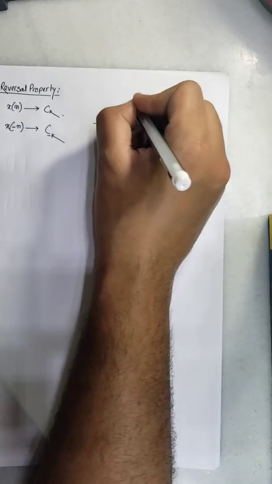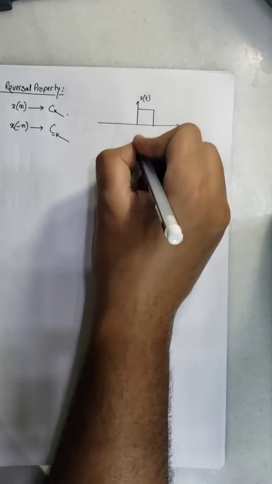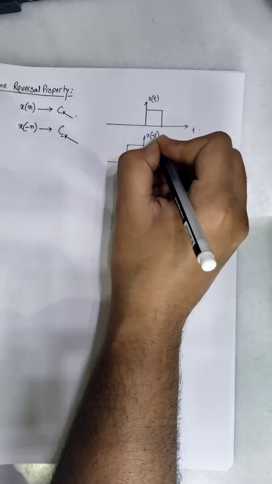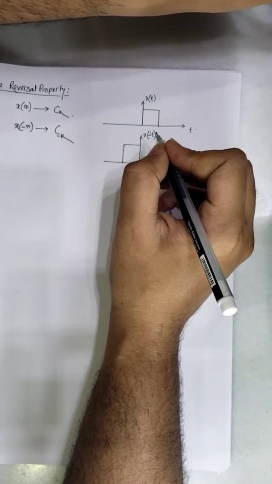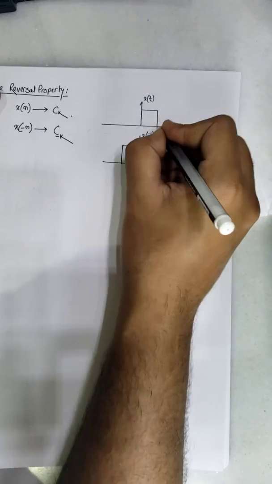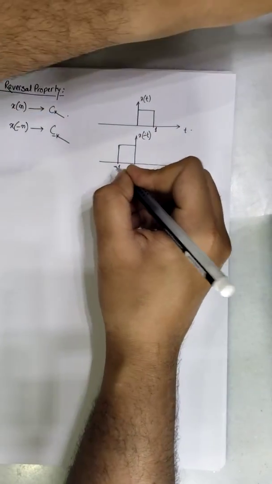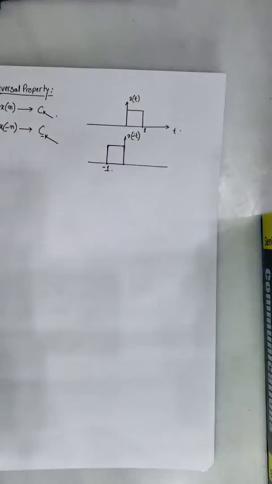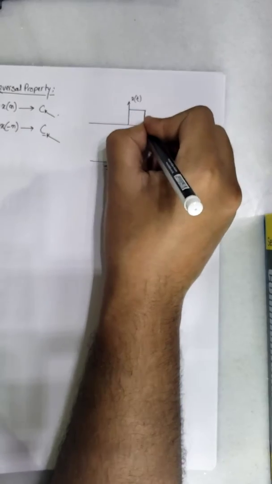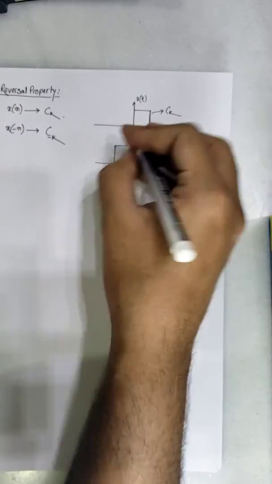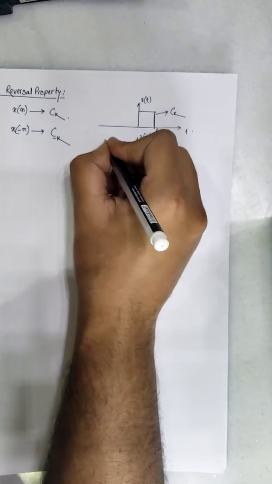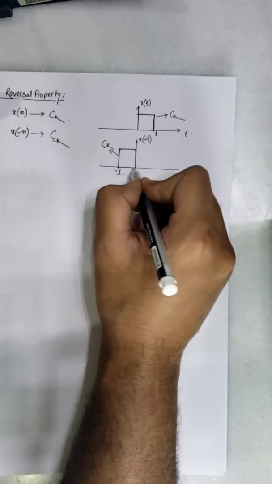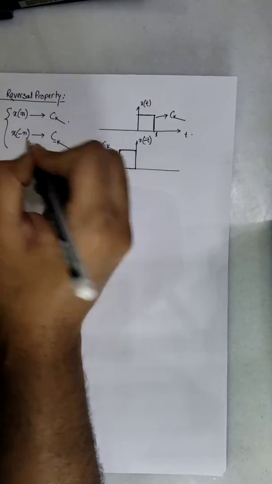If this is the signal, say x of t, then x of minus t will be, say this is 1, this function. Now, if you look closely, it is quite simple to understand that if this signal has a Fourier series coefficient of c of k, this will also have the Fourier series coefficient of c of minus k, because the signal in itself hasn't changed, only its value in the time axis has changed. So this is the time reversal property.